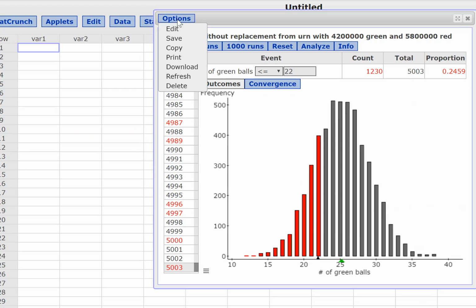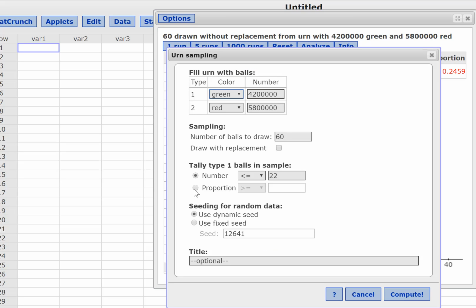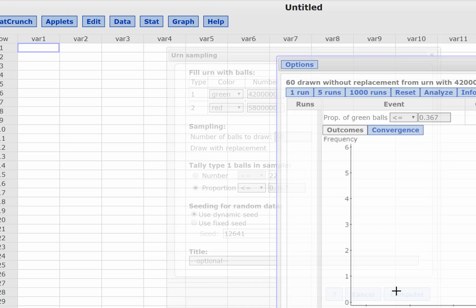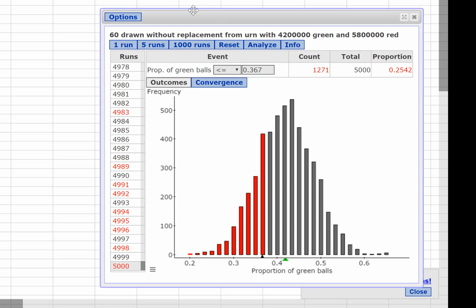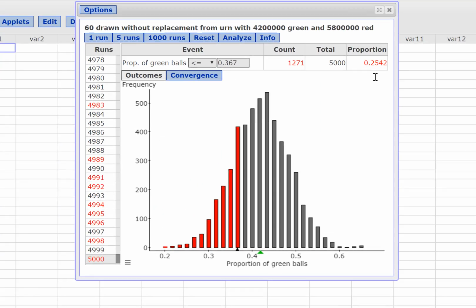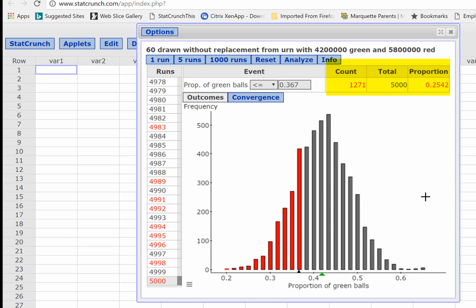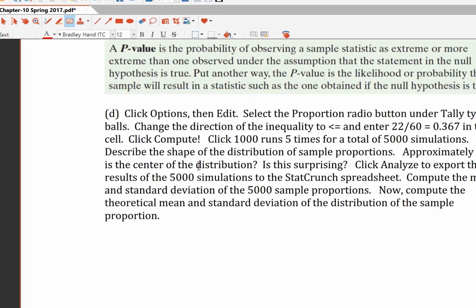Click Options, Edit, and then under Proportions, I want to know the proportion that are less than or equal to 0.367 instead of less than or equal to 22. Watch what happens. So I'm going to click run 1,000 times, a few times. And what do you notice the result here is? Practically the same. So whether you do the analysis on the counts of the number of balls or the proportion that is registered Republicans, you're going to get basically the same results.